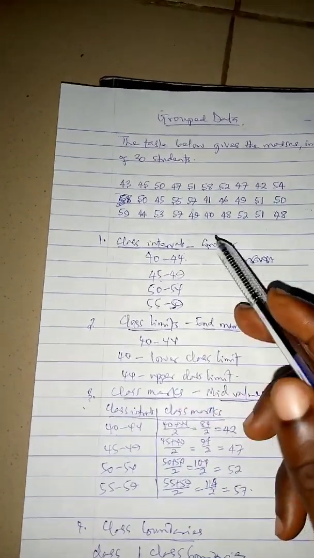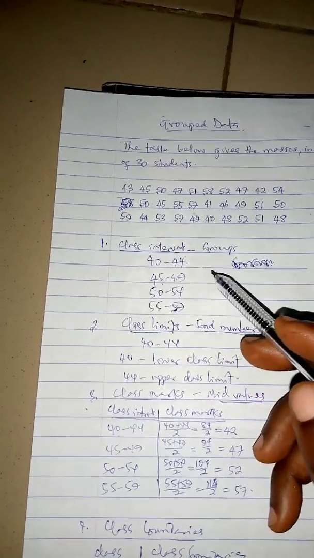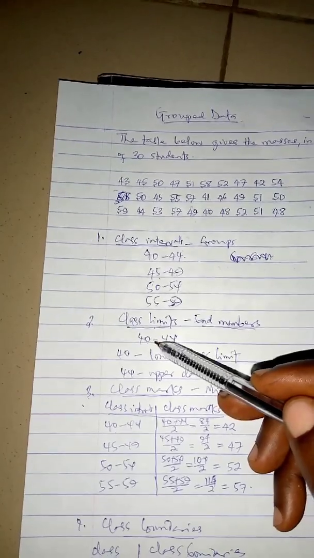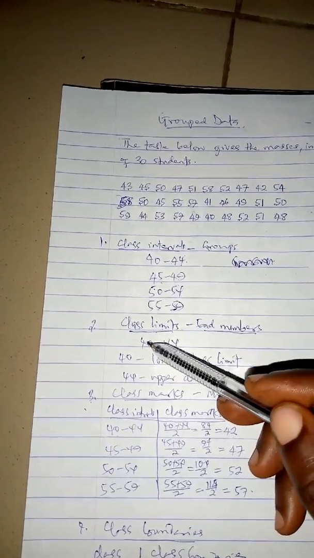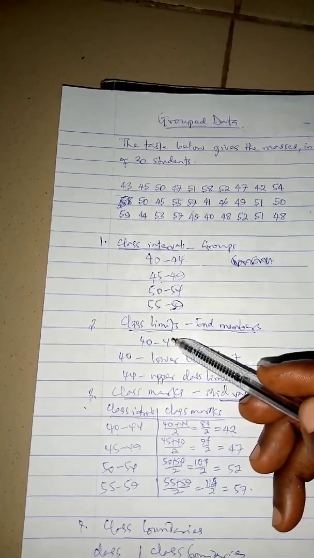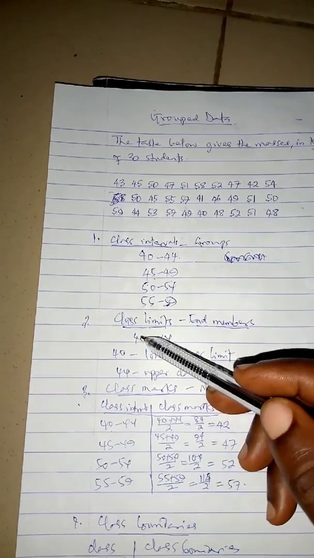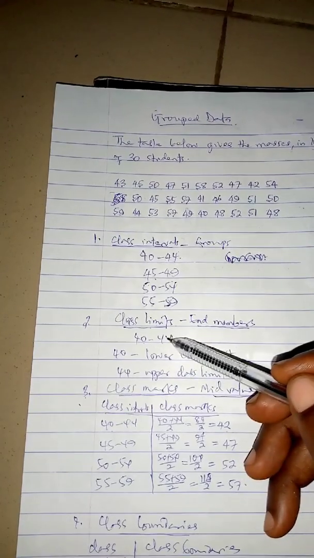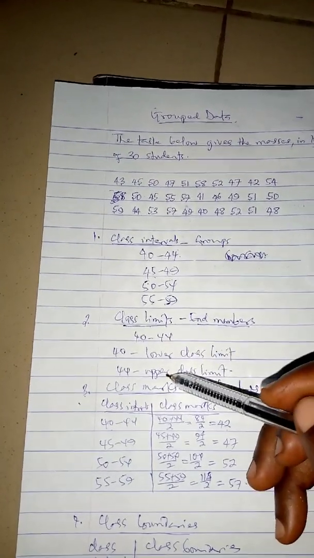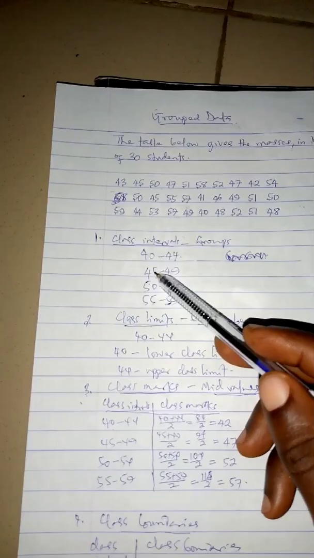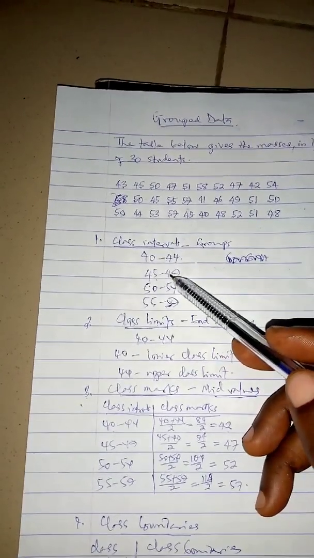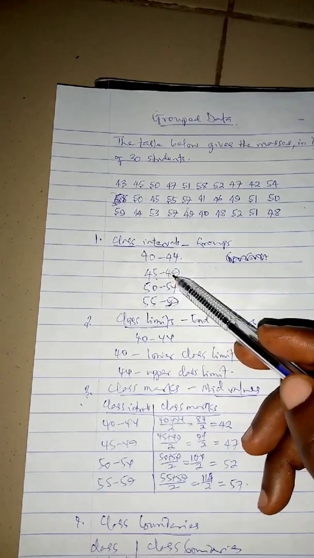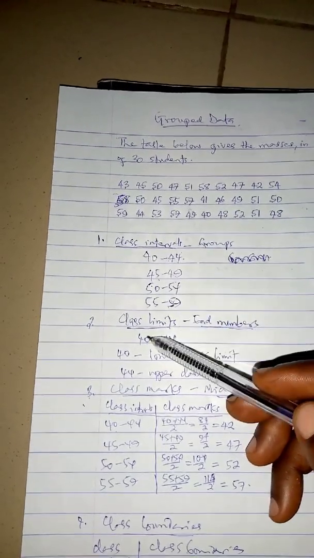Now, another important thing you need to know, we call these class limits. Class limits are the end numbers of each class interval. For example, when you take this class interval, 40 and 44 are the class limits. The 40, which is smaller, is called the lower class limit, while the 44, which is bigger, is called the upper class limit. Similarly, when you take this class 45 to 49, 45 is the lower class limit, 49 is the upper class limit, and so on.